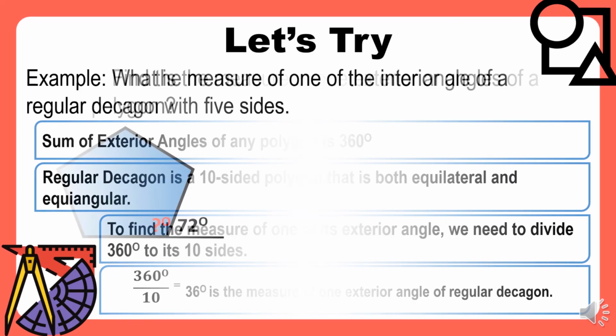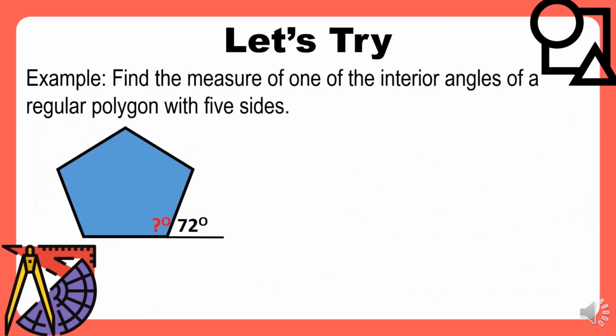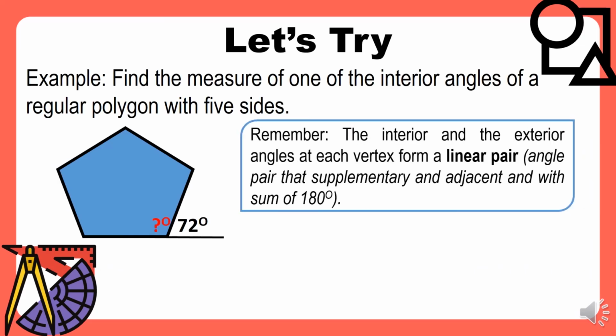Now let's find the measure of one of the interior angles of a regular polygon with 5 sides. Always remember that the interior and the exterior angles at each vertex form a linear pair. Linear pairs are angle pairs that are supplementary and adjacent, with a sum of 180 degrees.